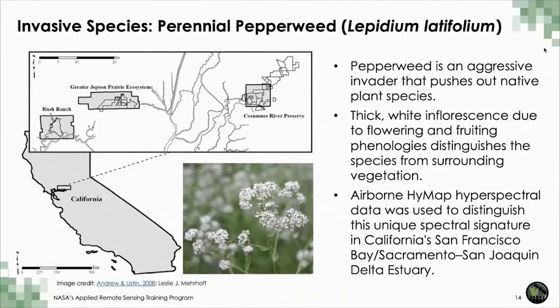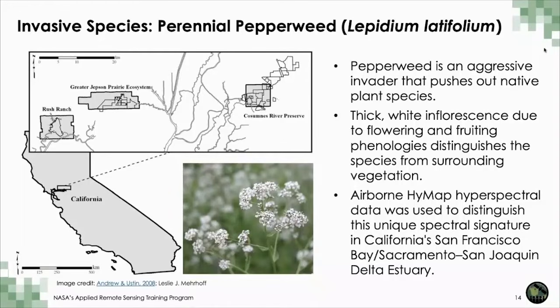Another use for hyperspectral data is for invasive species monitoring and management. Again, the ability to distinguish different species provides an enormous benefit for these types of studies. Perennial pepperweed is an invasive species that typically threatens wetlands, marshes, and estuarine ecosystems by pushing out native species. Densely packed colonies and white flowers help make pepperweed more distinguishable from native vegetation and identifiable with hyperspectral data.